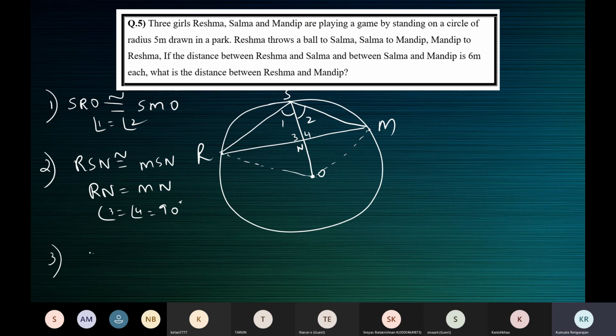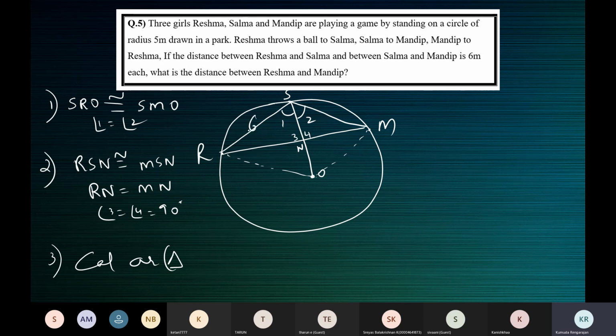We need to calculate the area of the triangle. You can find SMO, or you can find SRO also. If you find SRO, you will find RN, double it to find RM. Any triangle you can find. You can find the area of the triangle SRO also. Same thing you will get. SRO or SMO, we've been doing SMO.